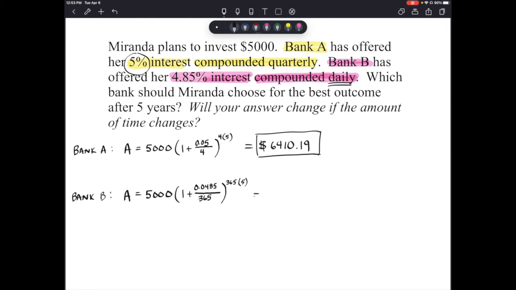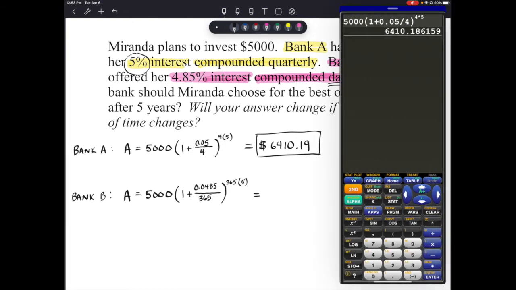So let's type that in and see what the answer ends up being. We've got 5,000 times 1 plus 0.0485 divided by 365, and then we're going to raise that to the power of 365 times 5. And you'll see Miranda's investment will now be worth $6,372.05.